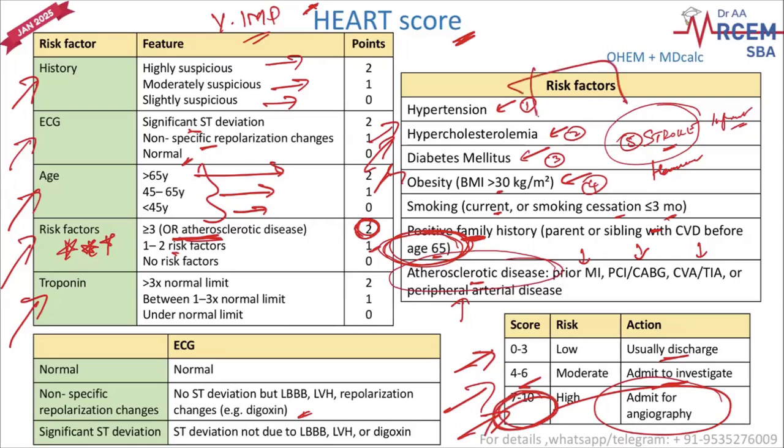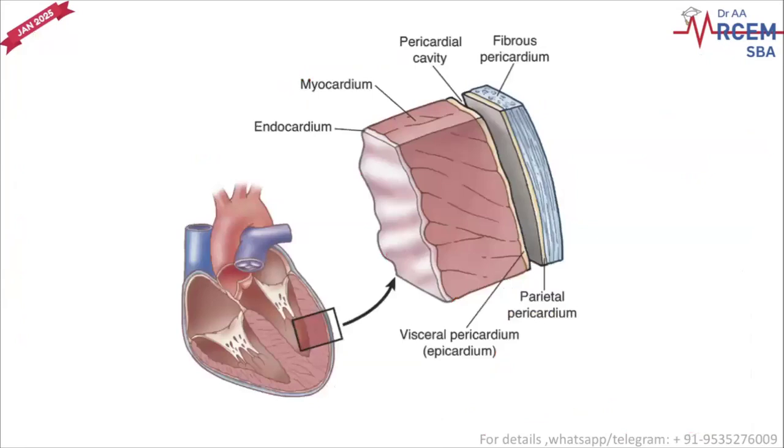Give special concentration to the risk factors, which are heavily tested in the exams. Every alternate diet, the last diet has not asked about the HEART score, so I'm expecting the HEART score will be tested in your diet. So do not forget to concentrate and read about the HEART score for your exams, especially the risk factors.